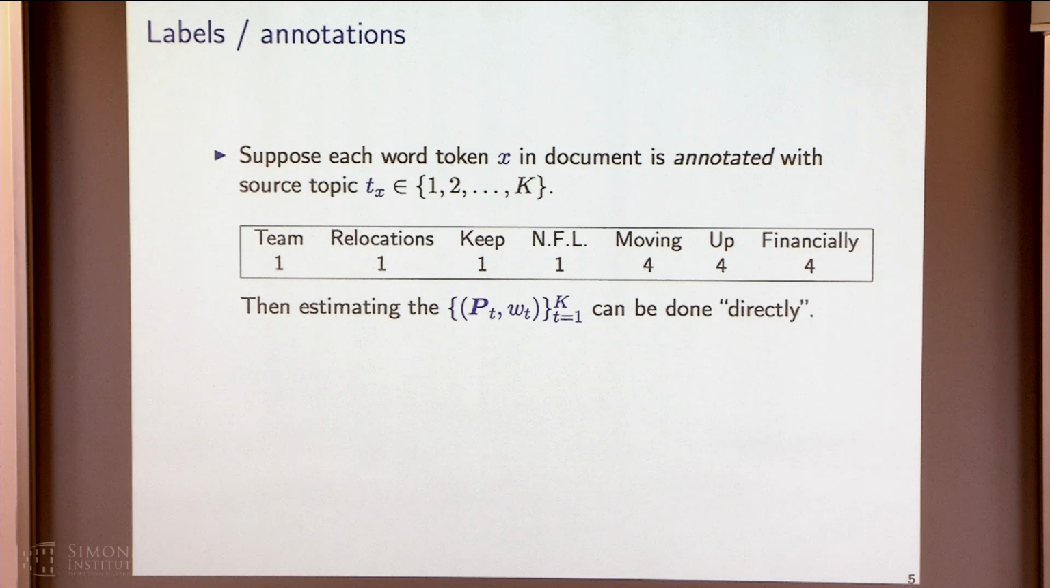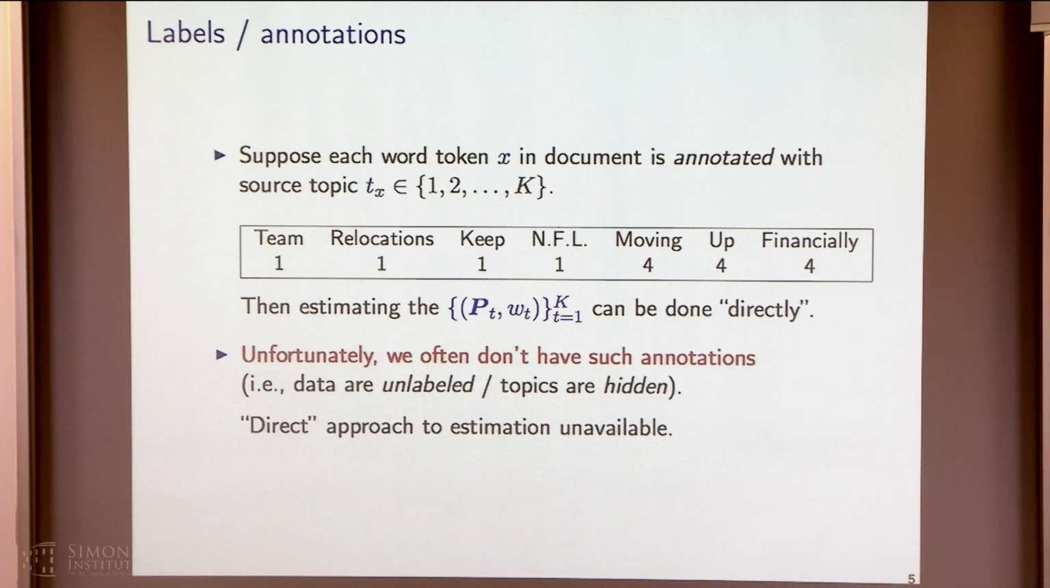Okay, but of course, this requires you to do all this kind of annotation, and the whole point of using this model was that we didn't want to read all of the documents and spend all this effort. We usually do not have such annotations. In other words, we're in this unlabeled data setting. The topics in this case are hidden from you. And so it's not so obvious how to do this kind of direct estimation. So that's why this is a non-trivial problem.